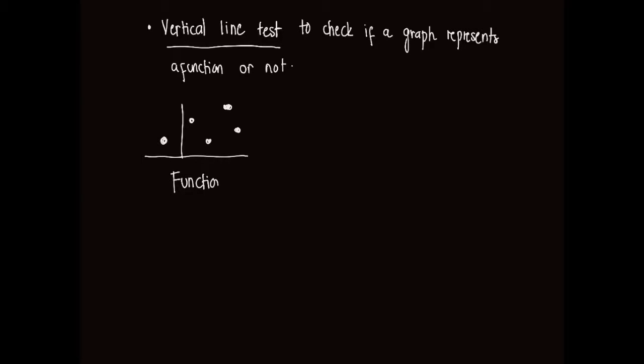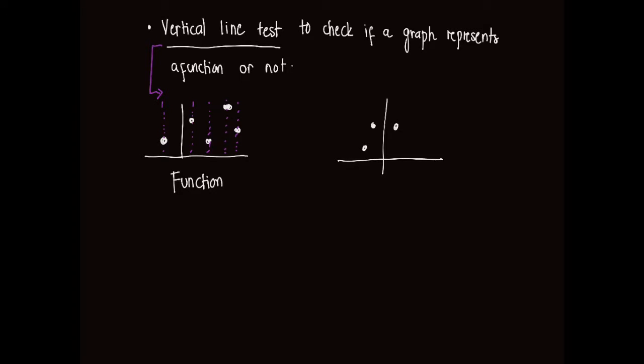This is a function because if we draw a vertical line, the first vertical line only touches one coordinate, the second also, the third also, the fourth, and the fifth. So this is a function because this graph passes the vertical line test. Each vertical line only touches one coordinate of the graph.